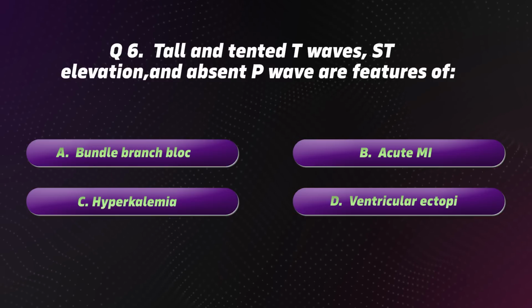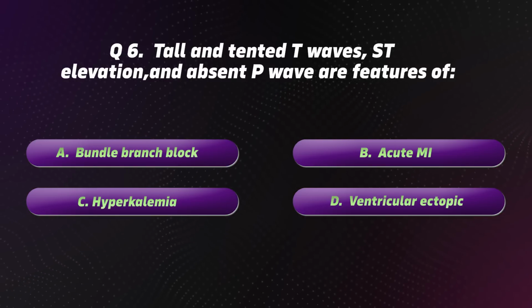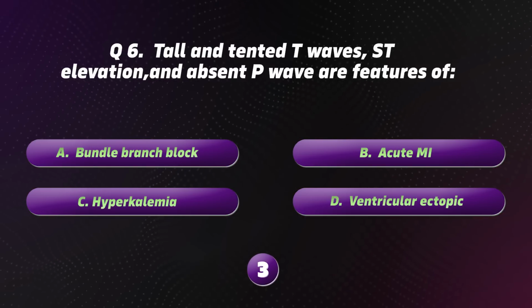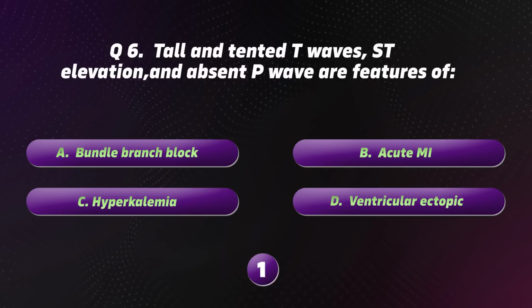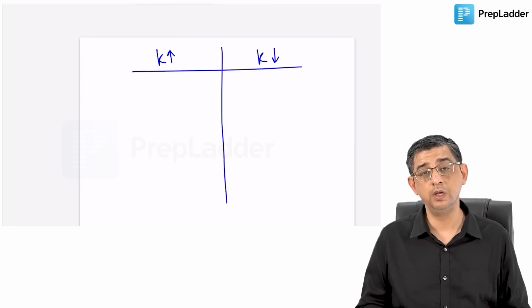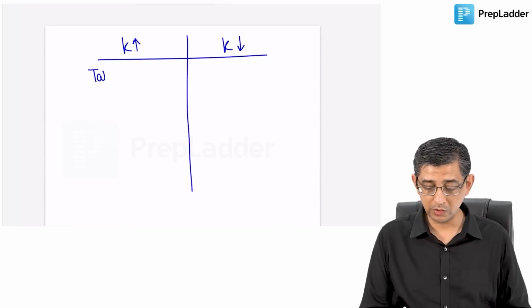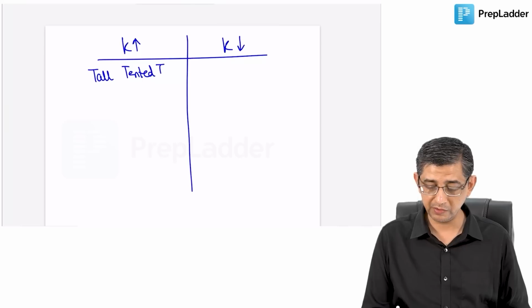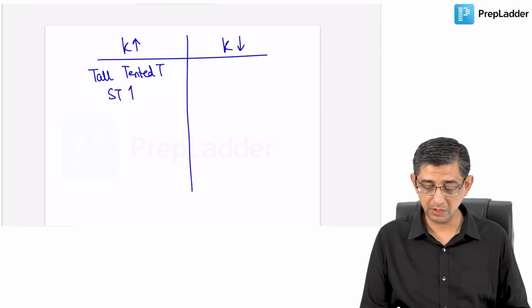Here are the options. A. Bundle branch block, B. Acute MI, C. Hyperkalemia, D. Ventricular ectopic. And the correct option is C. Hyperkalemia. Here is the explanation. In hyperkalemia, I've told you that because the arrow is going up, the T wave height will also go up. So this is going to be tall tented T waves, and ST is going to follow it, so ST elevation.